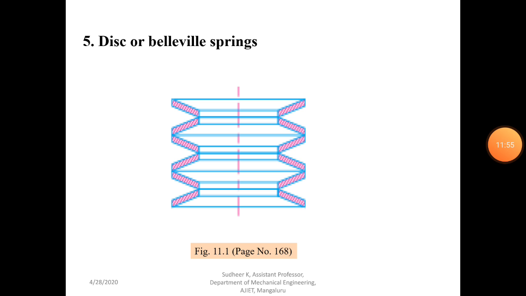And the last type of spring is the disc or Belleville spring. These springs consist of a number of conical discs held together against slipping by a central bolt. These springs are used in applications where high spring rates and compact spring units are required. In such cases, we usually call it a disc spring. So that is one of the different types of spring.